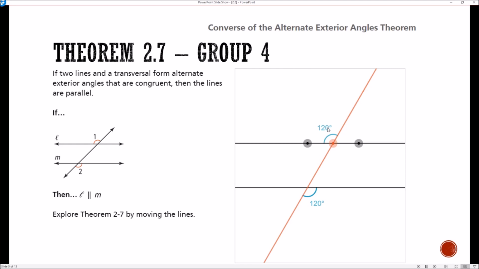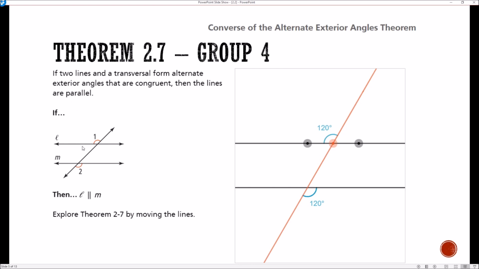We'll look at the angles. They're on the outside of the parallel lines, so they're obviously exterior angles, and then they are on alternate sides of the transversal. So we have alternate exterior, and that's very easy to see here as well as here. They're on alternate sides of the transversal, and they're on the exterior of lines L and M, so it's going to be the alternate exterior angles theorem. And again, if two lines and a transversal form alternate exterior angles that are congruent, then the lines are parallel.